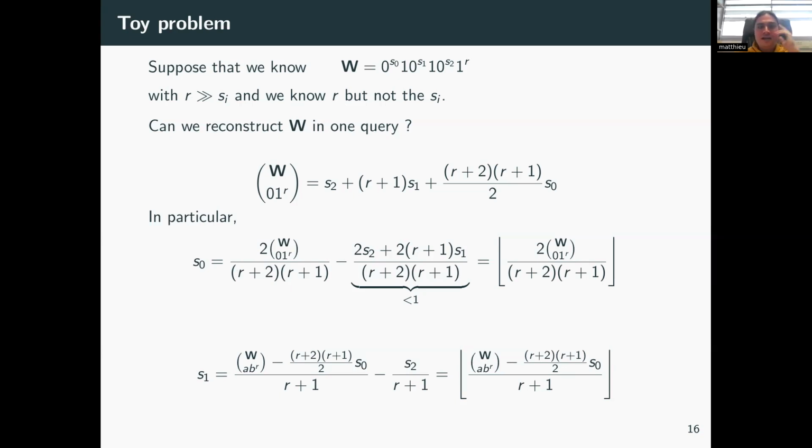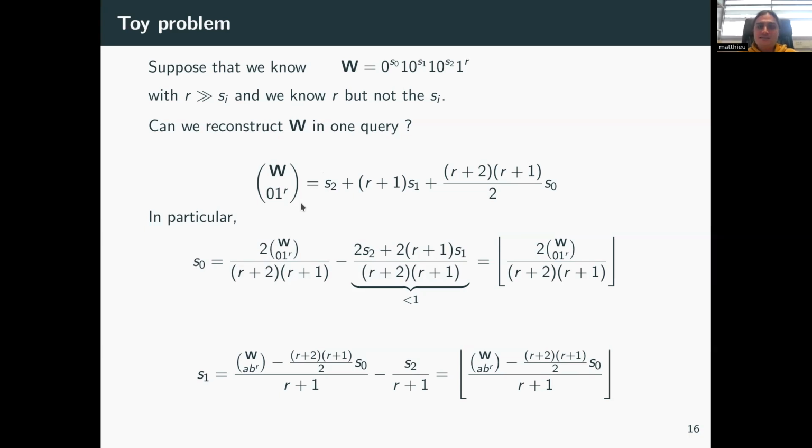Okay, so now we know everything. We know S1, we know R, we know S0. We know the query. The only thing that we don't know is S2, but now it's pretty easy to recover S2 from the fact that we know everything else. So we can recover the values of S0, S1, and S2 with just one query.